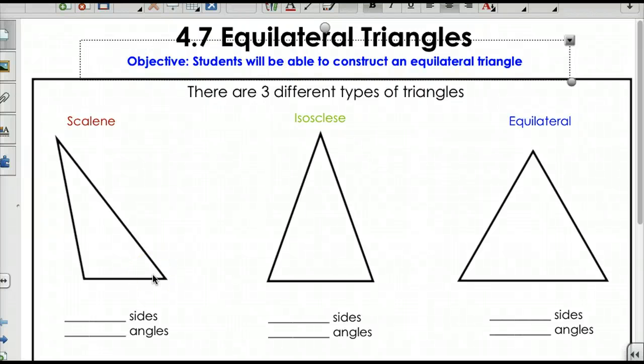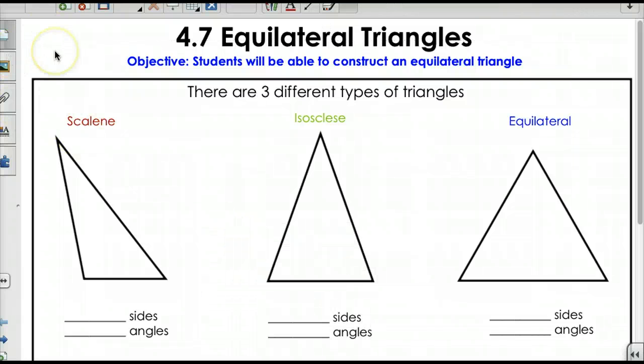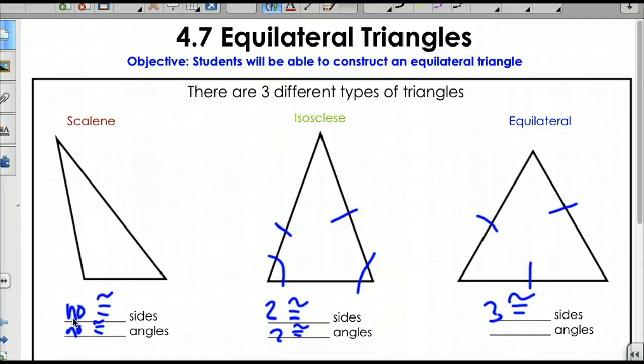Welcome back. 4.7, we are going to be talking about equilateral triangles. Now let's just do a quick review of the three different kinds of triangles. We have scalene, which is no congruent sides and no congruent angles. None of these are the same. We have an isosceles, which remember is two congruent sides and two congruent angles, and then you have the equilateral, which is three congruent sides, 1, 2, 3, and three congruent angles, 1, 2, 3.